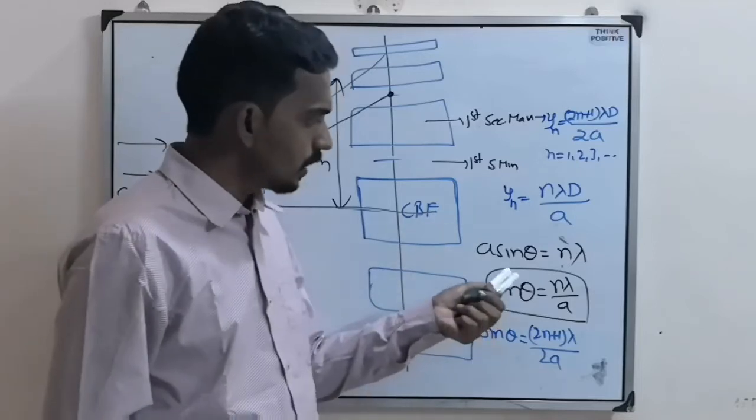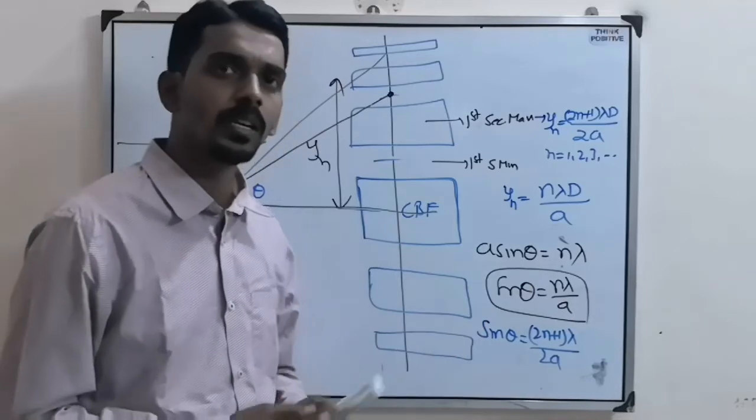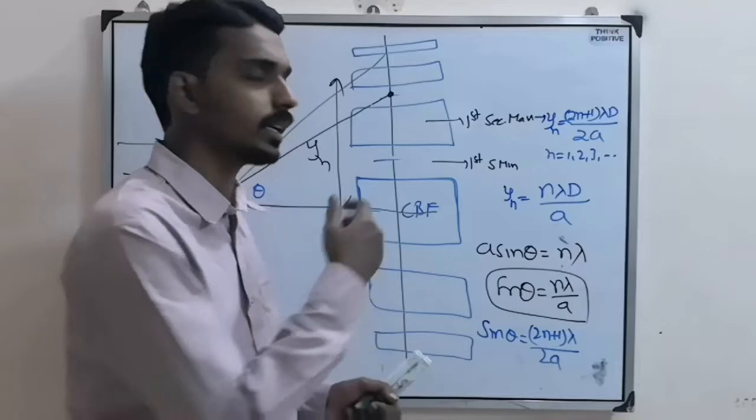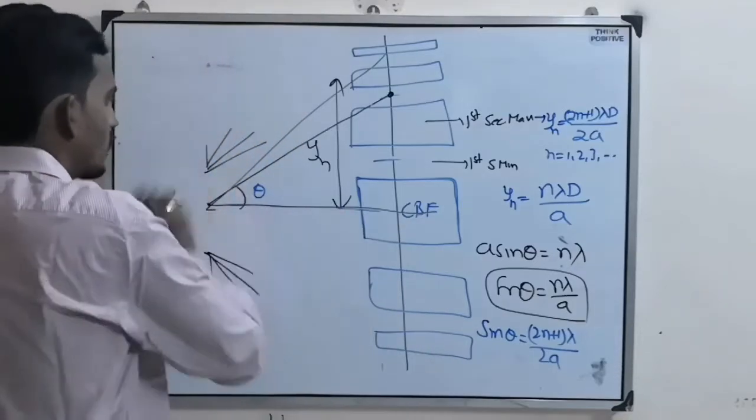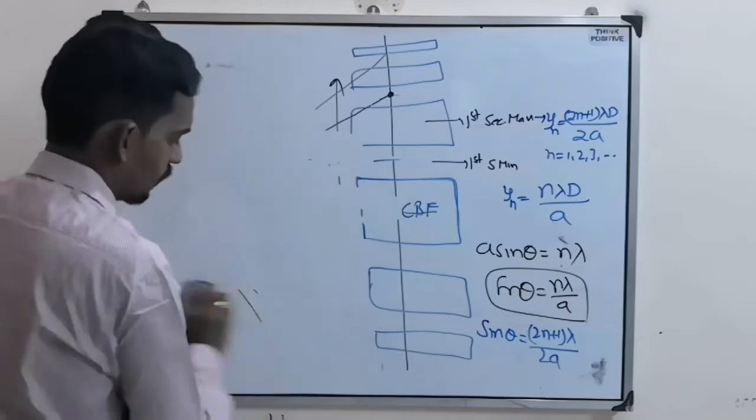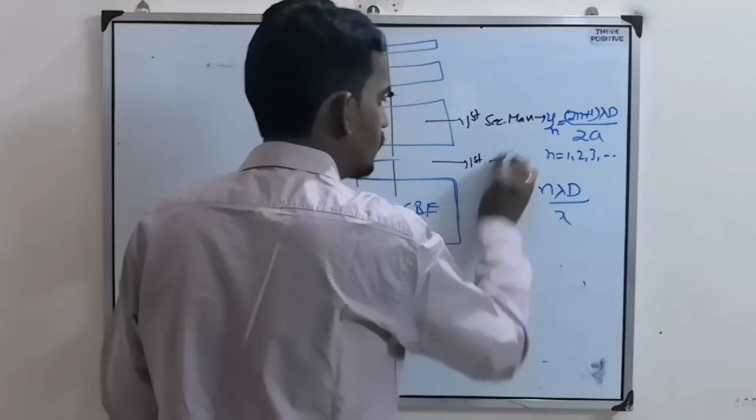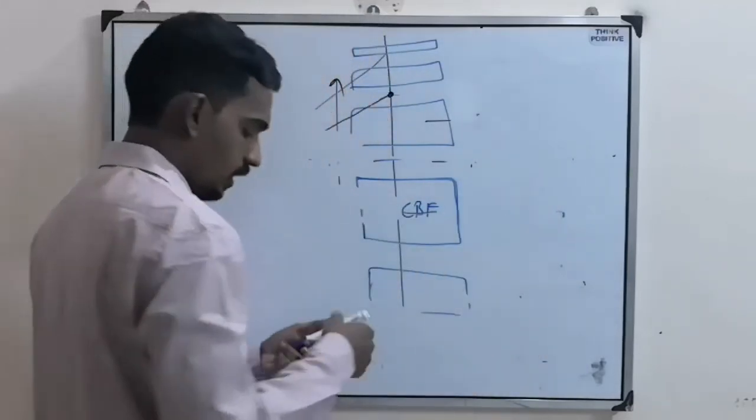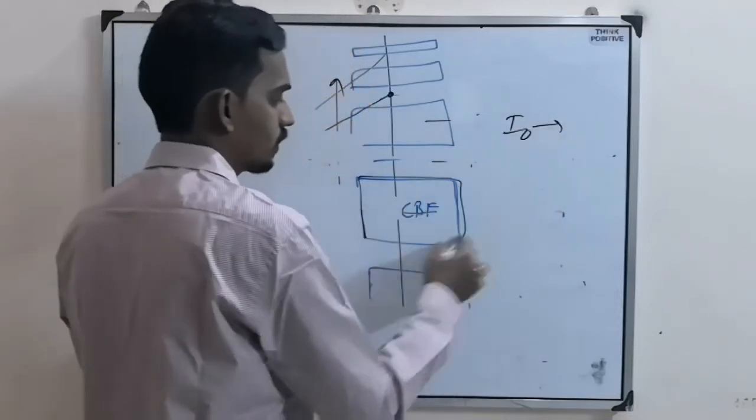So that way they can ask the linear position or the angular position of any minima or maxima, the nth secondary minima or nth secondary maxima. This way they can ask questions based on diffraction. And one more thing they will ask here: the central one has the maximum intensity. Let's take I naught as the central fringe intensity.